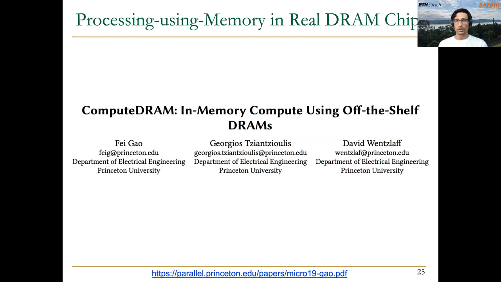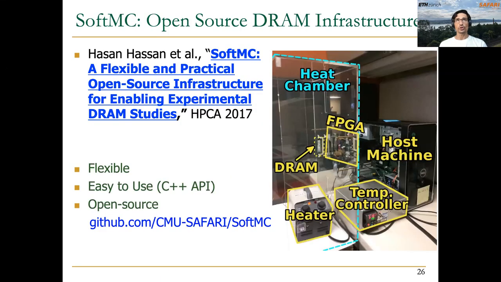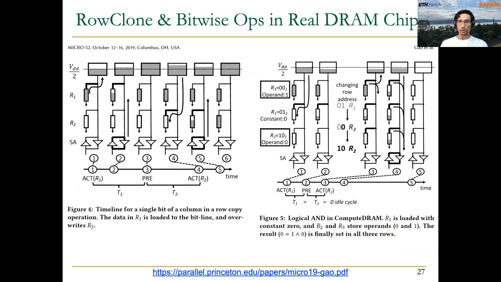And one of the things that we said in the corresponding lecture is that there are not so many real prototypes, real systems supporting processing using memory. Actually, the first one that we are aware of is this paper from Gao et al. 2019 called ComputeDRAM, where using an infrastructure called SoftMC, that is an FPGA memory controller, they were able to execute RowClone, row copy, and row initialization operations, as well as bitwise operations in real DRAM chips.